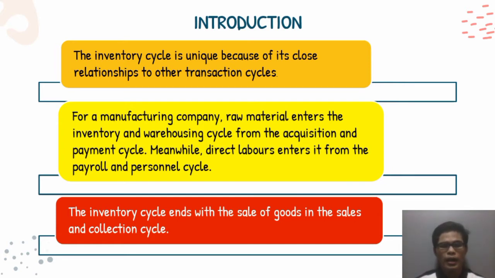To be clear, the inventory and warehousing cycle is related to the other cycles. For example, raw material we get from the payment and acquisition cycle, and then the laborers who perform the process of production come from the payroll and personnel cycle, and it ends with the finished goods, which in turn go to the sales and collection cycle.